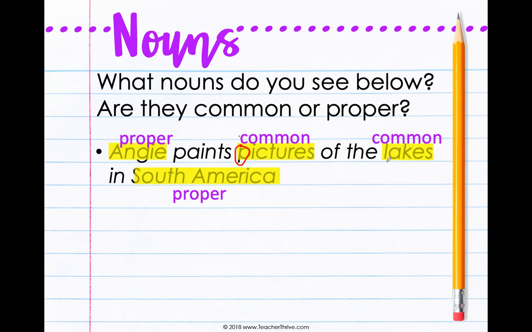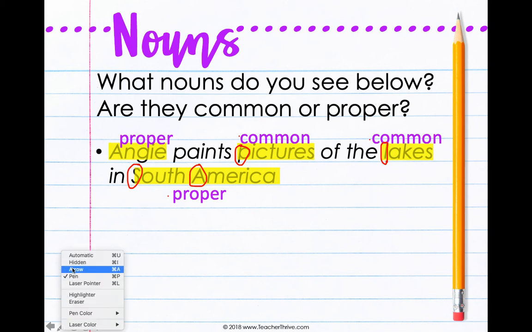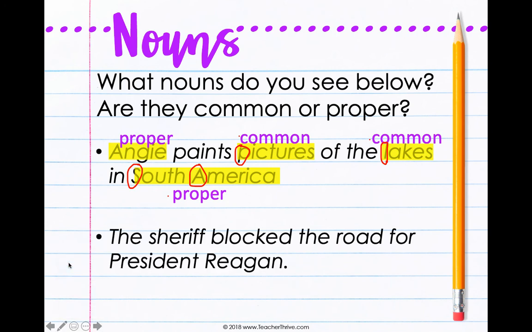Okay, lakes, same thing. Ask yourself, is this the name of a lake, like Greer's Ferry or Lake Norfolk? If it's not the name of a lake and it's lowercase, it is common. But then South America, okay? Look at my letters here. They are both uppercase, right? It is the name of a place, South America. So that makes it proper. Good job, kiddos. Let's try another one because we know practice makes perfect.